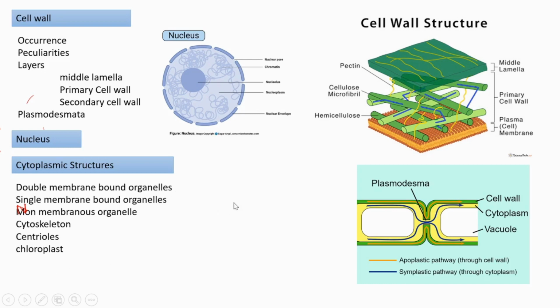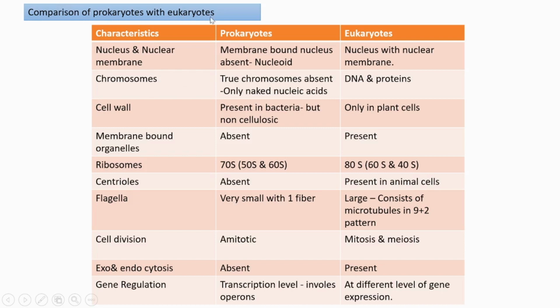Okay, next we are going to see a comparison of prokaryotes with eukaryotes. It's very important. This can be asked in your examination. Based on which characters we are finding the difference between prokaryote and eukaryote is mentioned here. Regarding nucleus and nuclear membrane, in the case of prokaryotes, we already learned that the membrane bound nucleus is absent. Instead, a nucleoid is present. But in the case of eukaryotes, the nucleus is present with a nuclear membrane.